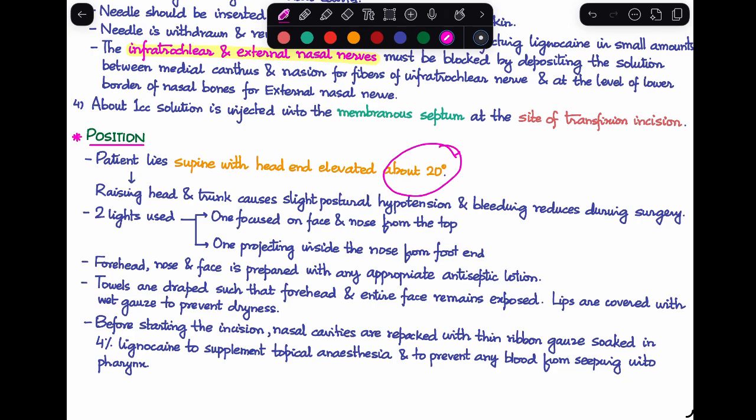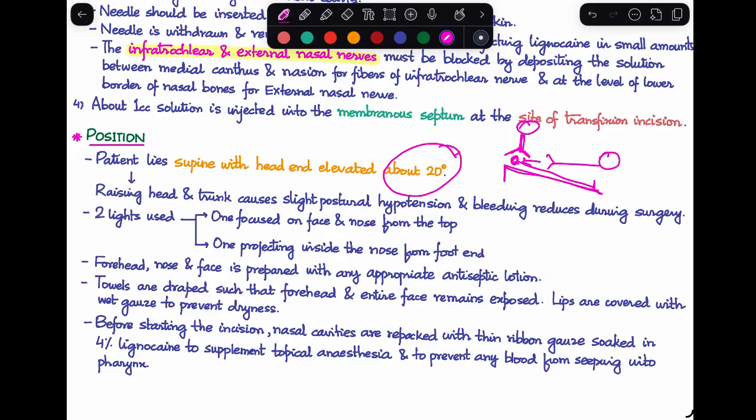Now, in a case of rhinoplasty, it is also very important to have very good lighting in your operating theater. So we need two types of light over here. If this is the patient lying, head end over here, we need one light which will be focused on the face and the nose from the top, and one light which will be projecting from the foot end of the patient inside the nose so that the nose is illuminated well. So it is very important that proper lighting is there when you are performing rhinoplasty.